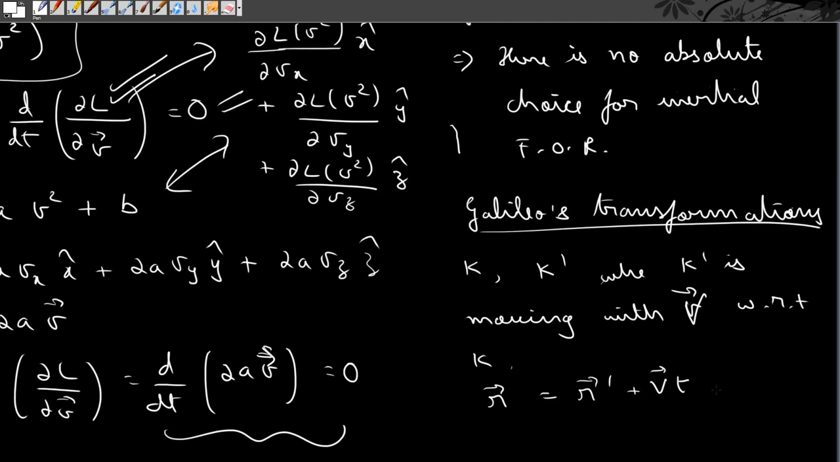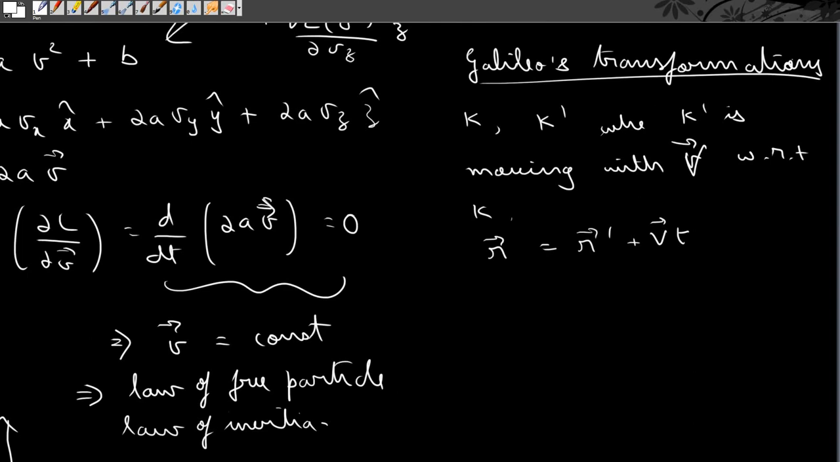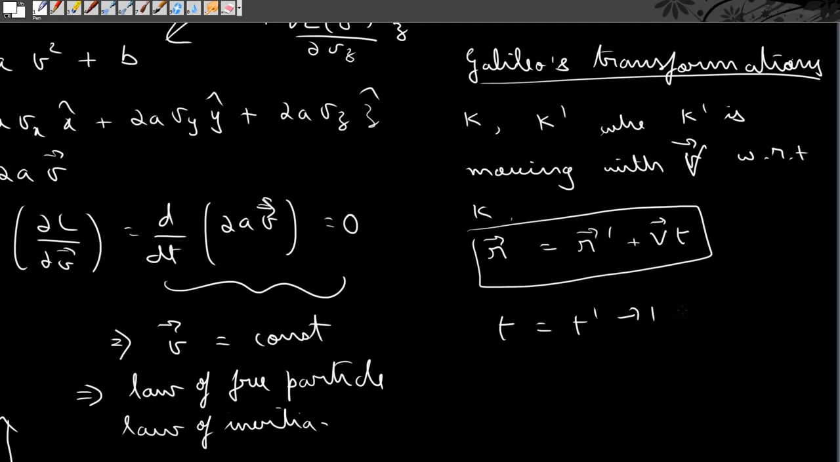This is basically because of the definition of velocity being the derivative of position with respect to time. From that, it is straightforward to get this result. This is the first transformation, and another important thing to note is that t is equal to t dash. And this is true only in Galileo's relativity and not in special relativity, because in that, how you measure time will depend on what frame of reference you are observing a particular particle or a system.